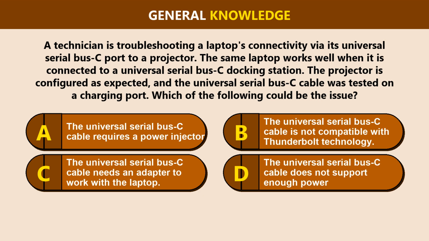Question 46. A technician is troubleshooting a laptop's connectivity via its universal serial bus C port to a projector. The same laptop works well when it is connected to a universal serial bus C docking station. The projector is configured as expected, and the universal serial bus C cable was tested on a charging port. Which of the following could be the issue? Option A, the universal serial bus C cable requires a power injector. Option B, the universal serial bus C cable is not compatible with Thunderbolt technology. Option C, the universal serial bus C cable needs an adapter to work with the laptop. Option D, the universal serial bus C cable does not support enough power.